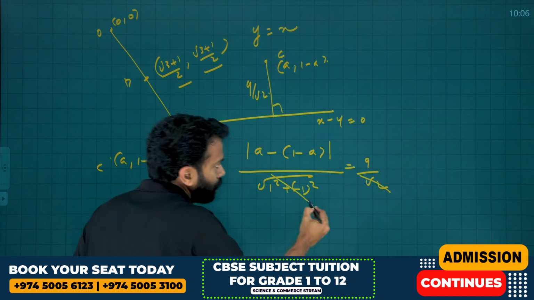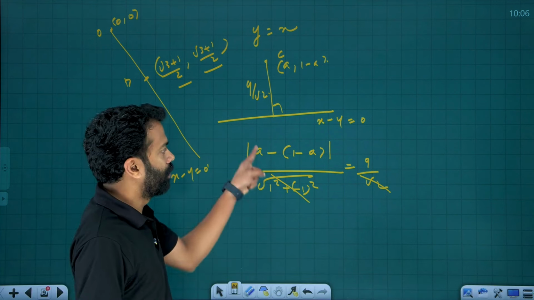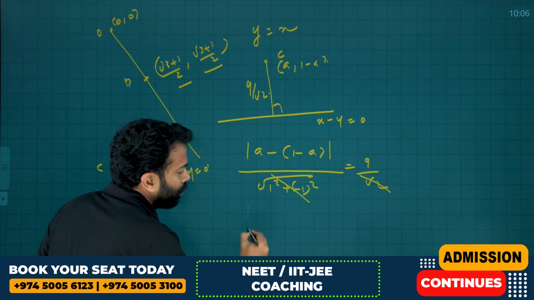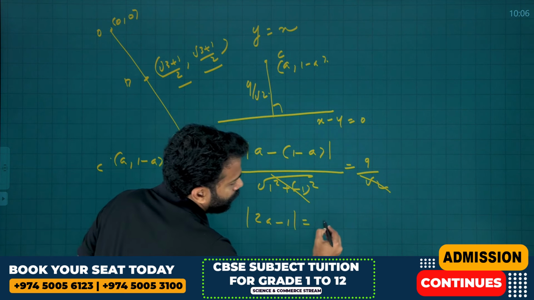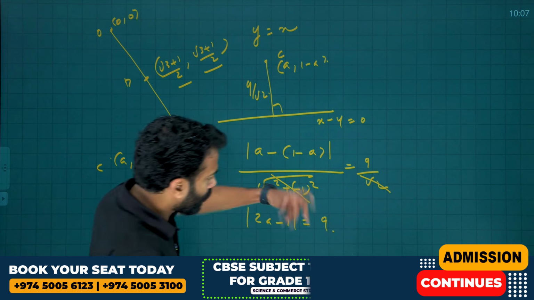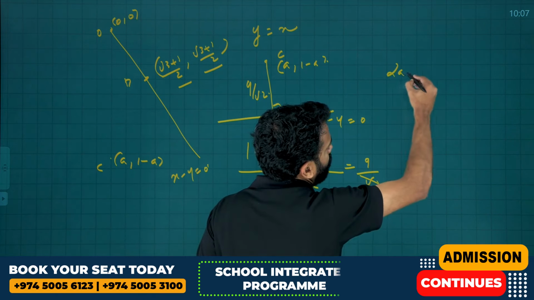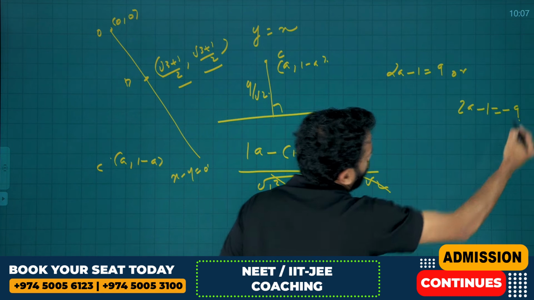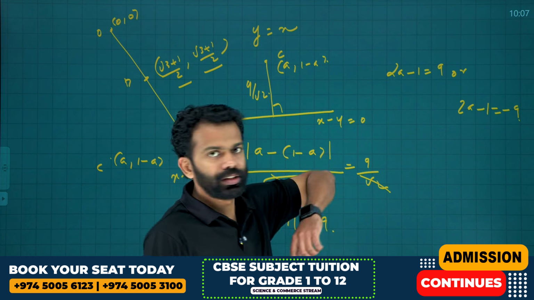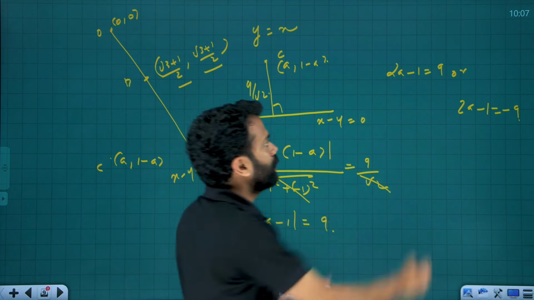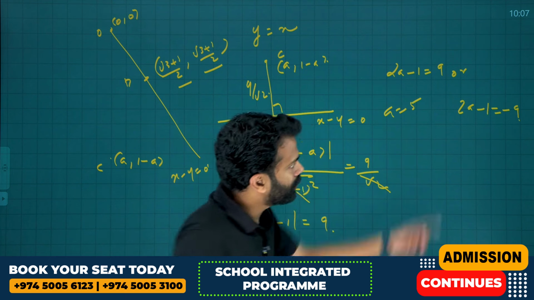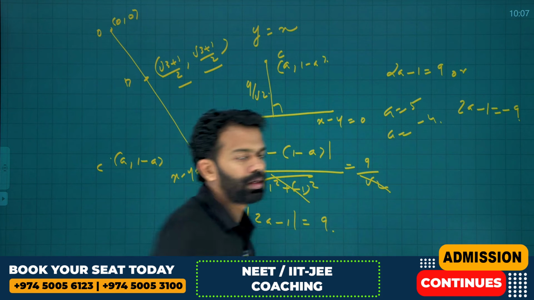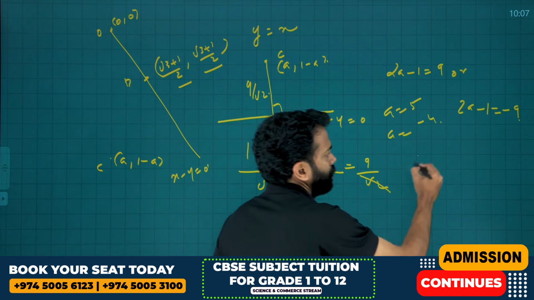This root 2 and this root 2 get cancelled, and this becomes, minus of minus A becomes A plus A is 2A, that is 2A minus 1. That is, modulus of 2A minus 1 is equal to 9. And if you open up the modulus, it will be 2A minus 1 is equal to 9, or 2A minus 1 is equal to minus 9. If 2A minus 1 is equal to 9, then 2A is equal to 10, therefore A is equal to 5. In the other case, 2A is equal to minus 8, therefore A is equal to minus 4. If you sum it up, the net value will be 1. That's all.